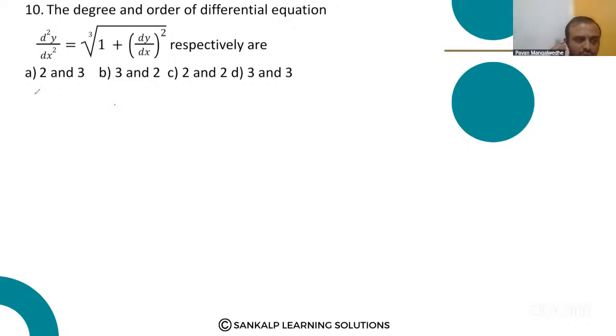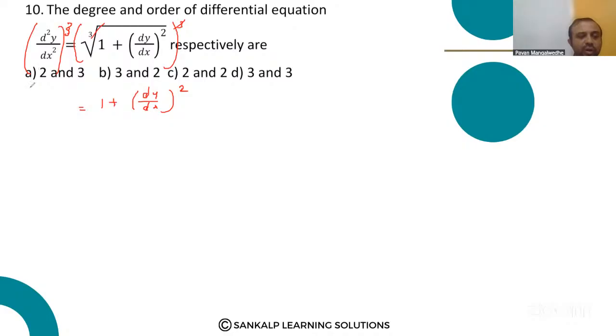So to eliminate the cube root, we have to raise the power by 3 on both sides. Correct? 3 on both sides. So when it is raised to 3, the cube root gets cancelled out. Then the given equation will be (d square y by dx square) raised to 3 is equal to (1 plus dy by dx) the whole square.